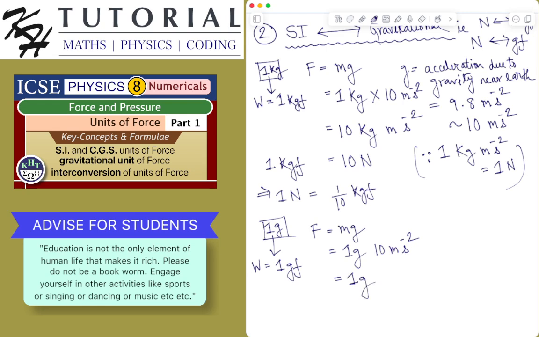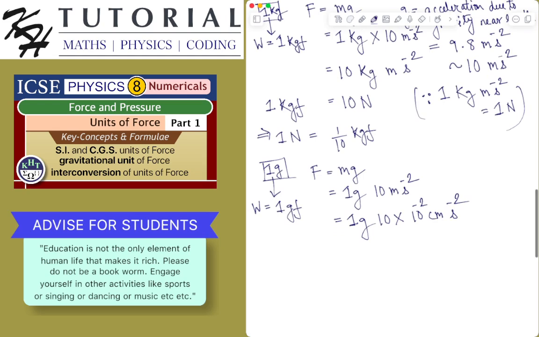I will now convert the meter to centimeter. So 1 meter is 1 by 100 centimeter, so 10 to the power minus 2 centimeter, and we have second per second square. So now this becomes 10 multiplied by 10 to the power minus 2 gram centimeter per second square.